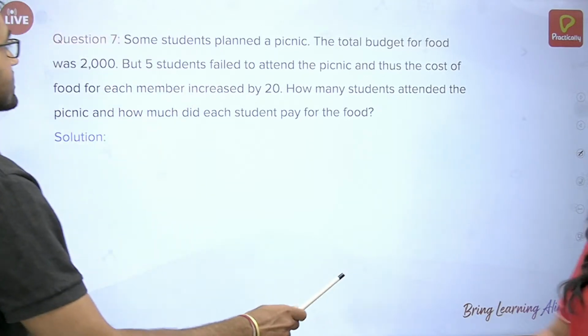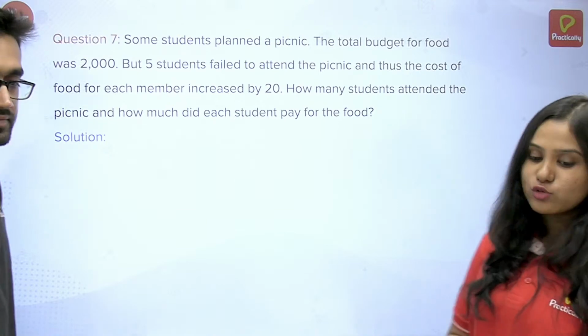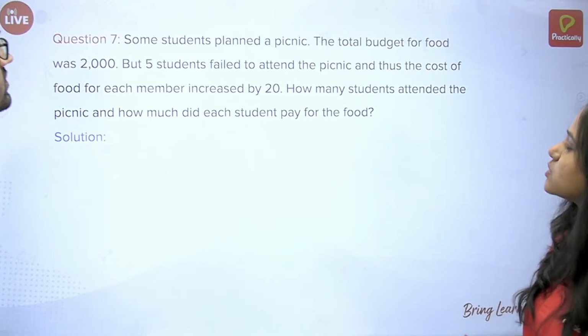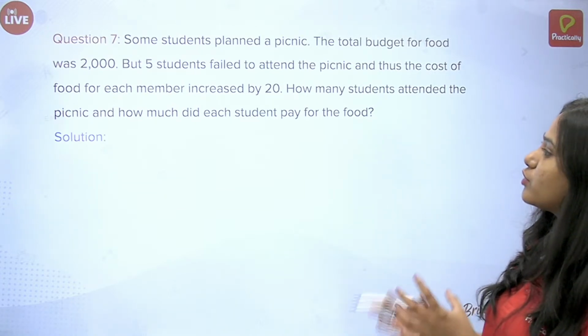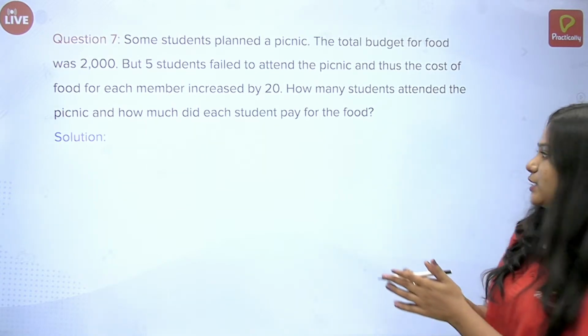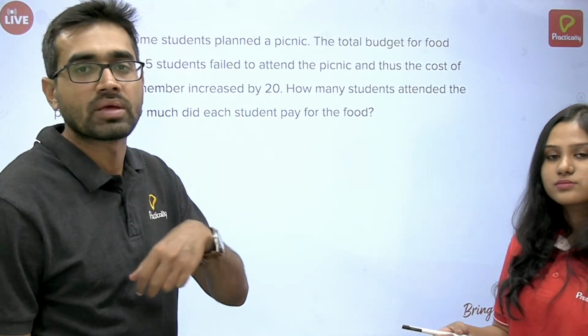Okay, you do the second one. Some students planned a picnic. The total budget for food was 2000, but 5 students failed to attend the picnic, and thus the cost of food for each member increased by 20. Okay. So in these kinds of questions, what happens? Either something gets reduced or something gets increased.